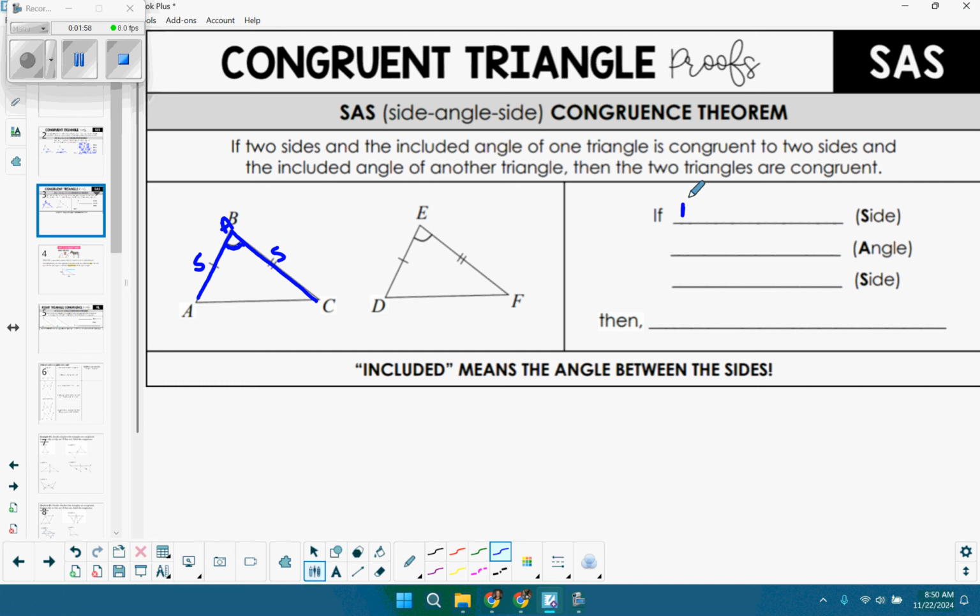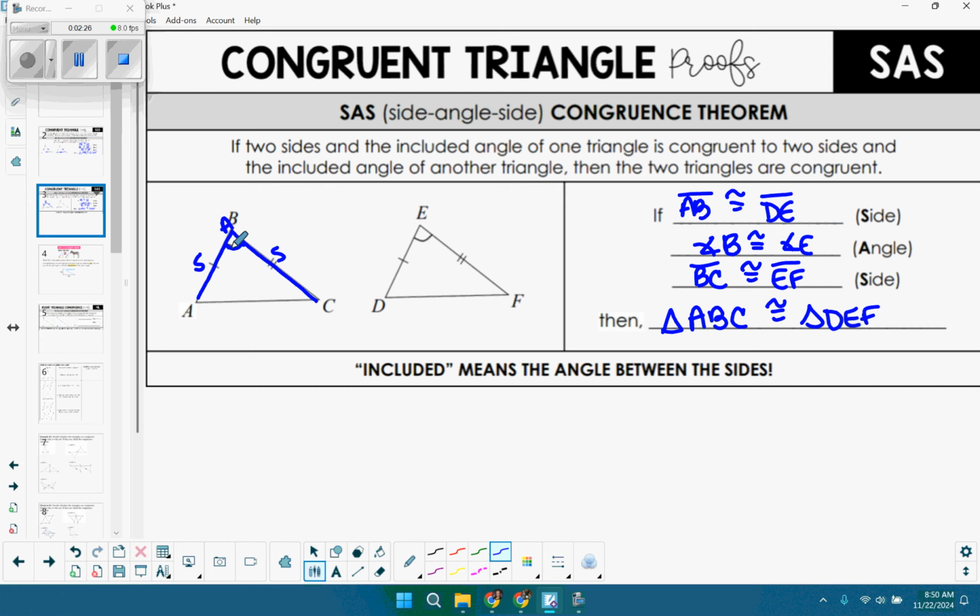So that is segment AB matching segment DE as a side, angle B being congruent to angle E as an angle, and then segment BC congruent to segment EF as our other side. That's SAS, which would make triangle ABC congruent to triangle DEF.